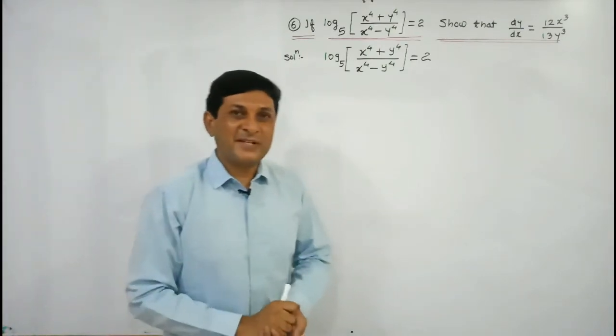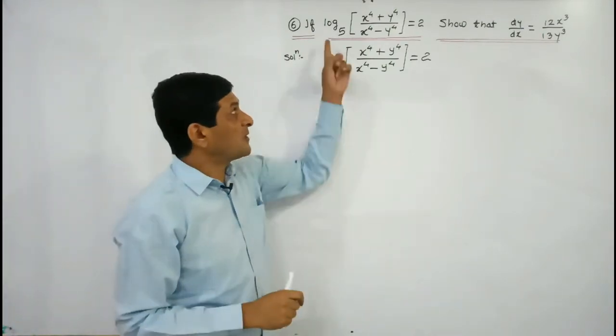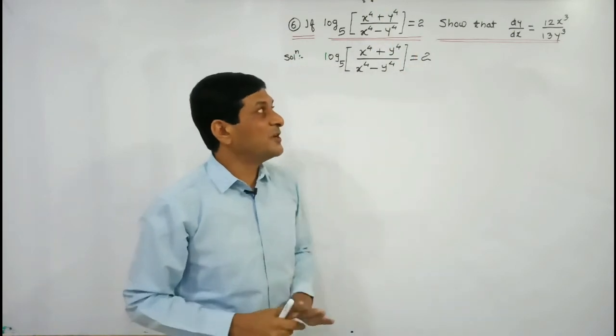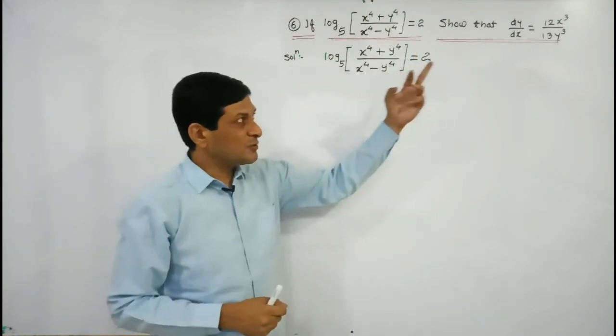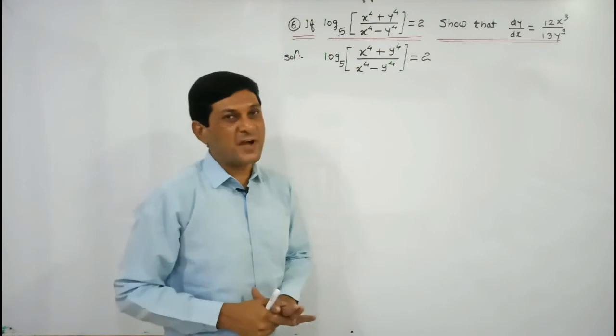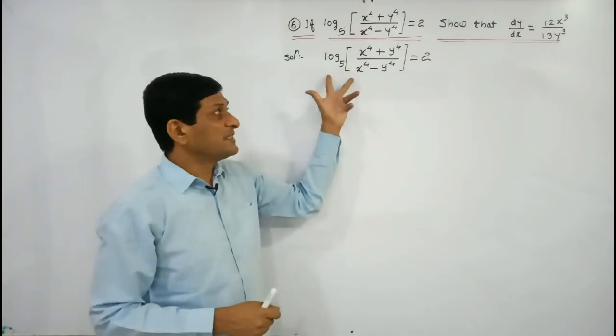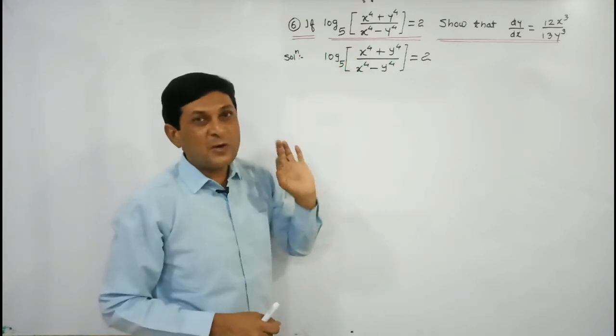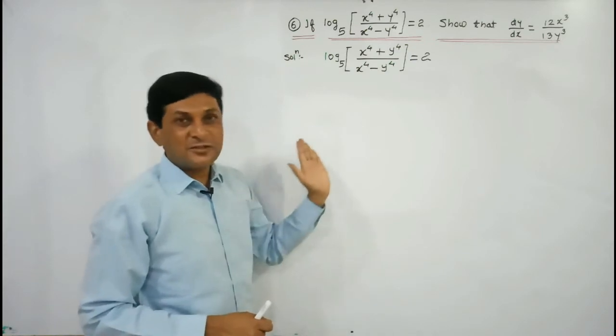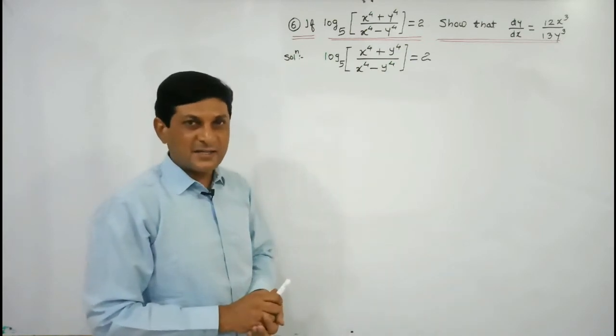Now see example number 6. In this example, one logarithmic function is given to us, and we have to show that dy by dx is equal to 12x cube upon 13y cube. So we have considered the given logarithmic function. Now we are simplifying it, and we will try to get our required result.